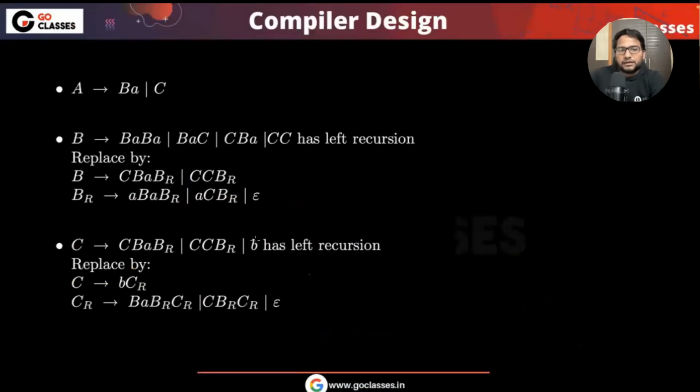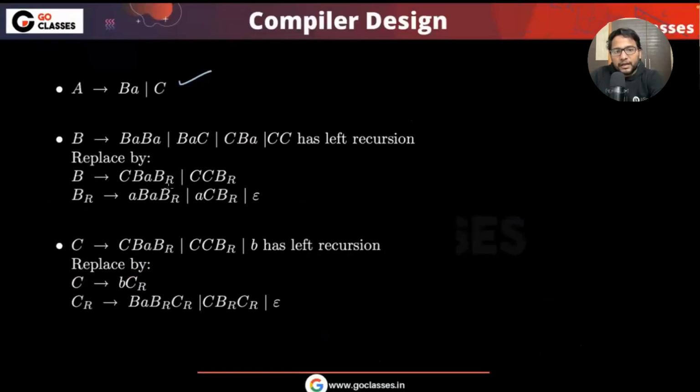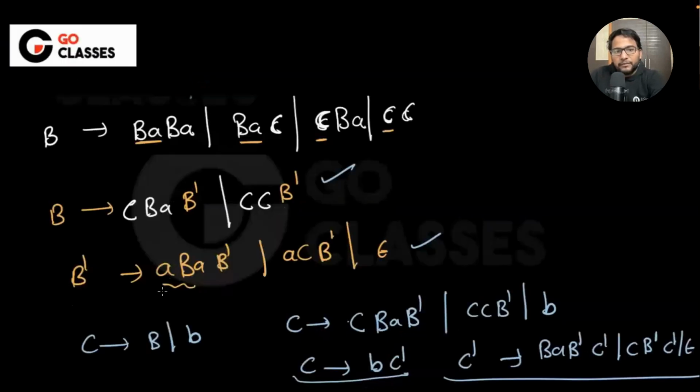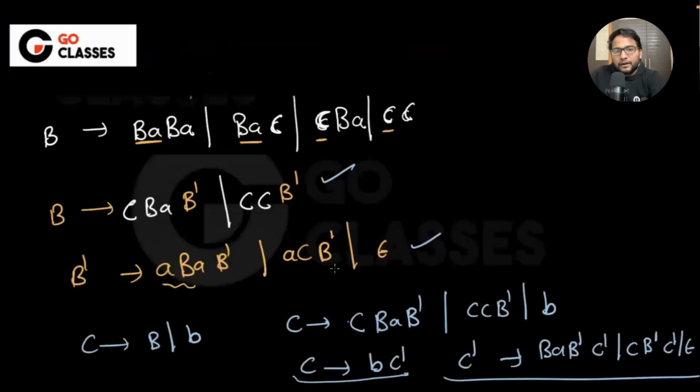Let's just check. So yes, they have written this directly. Now they are saying, okay, instead of B prime, they are using this BR. That's fine. They are saying that if you replace it, it has the left recursion. So now it will be B gives C B A B prime, C C B prime, and then B prime is A B prime, A C B prime, and then epsilon.